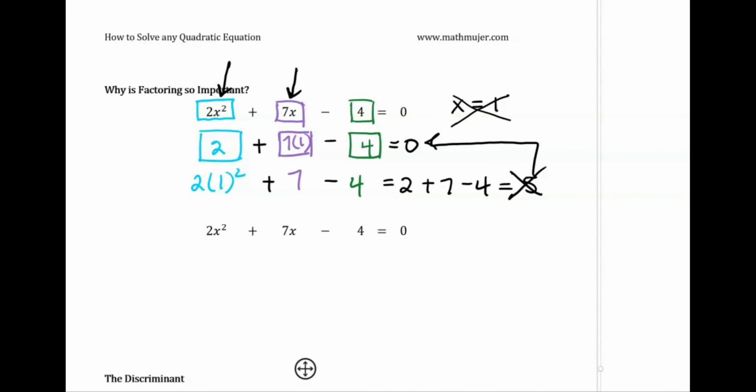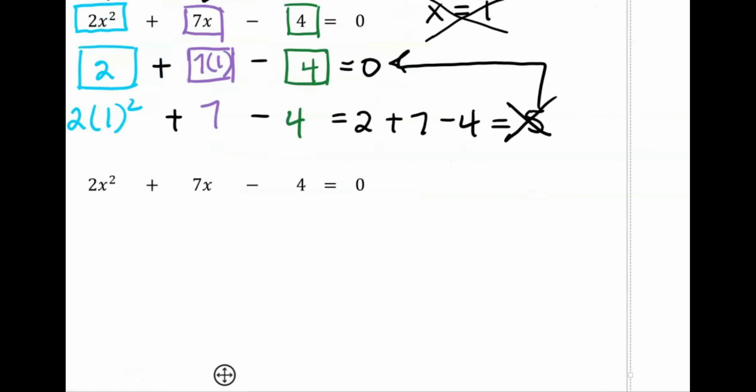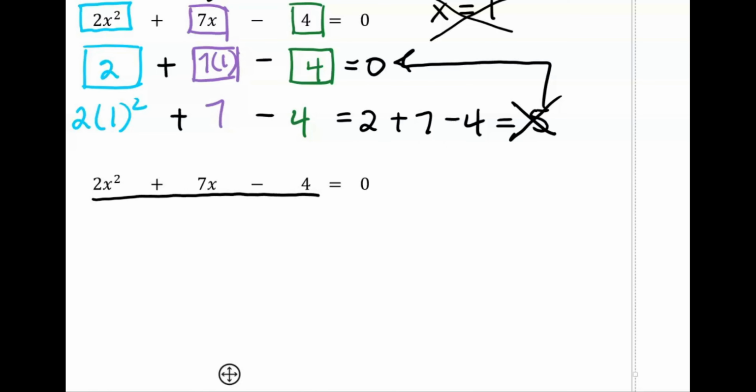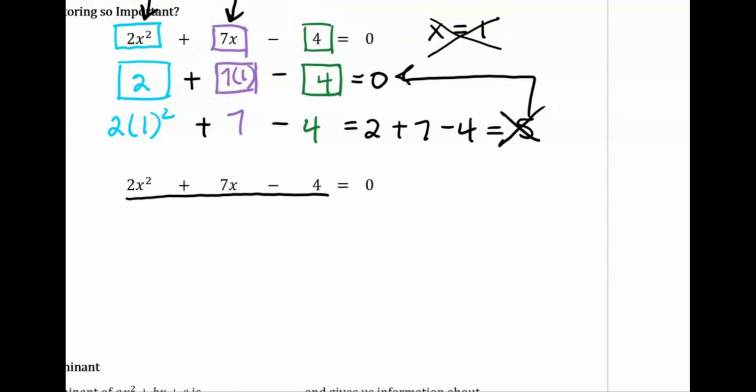But what if I change the game? What if I change the problem? What if I said, hey, look, you don't have to find values of x for the green box, the purple box, and the blue box? What if instead I rewrote this quadratic, instead of having it as box plus box minus box, I was able to rewrite it where it was just one expression, one box, multiplied by another box equal to 0?